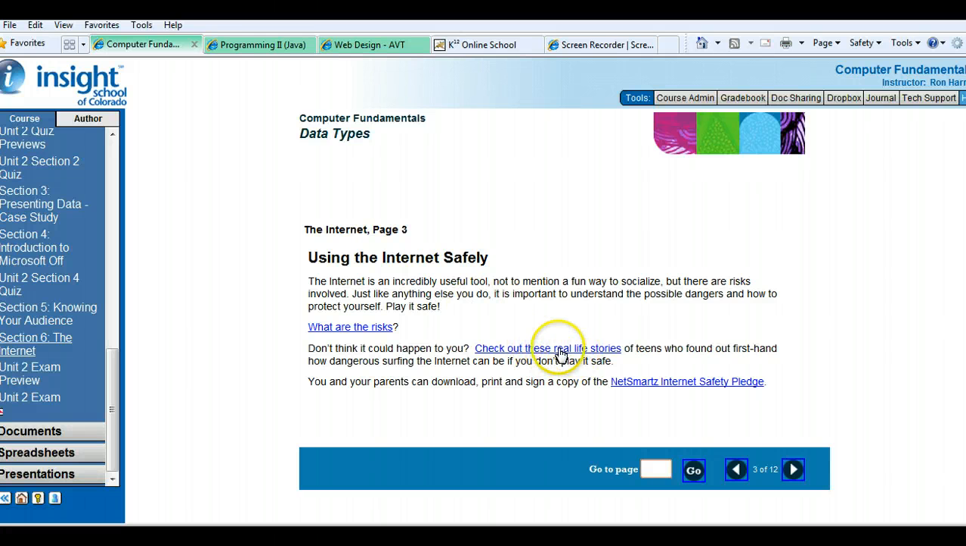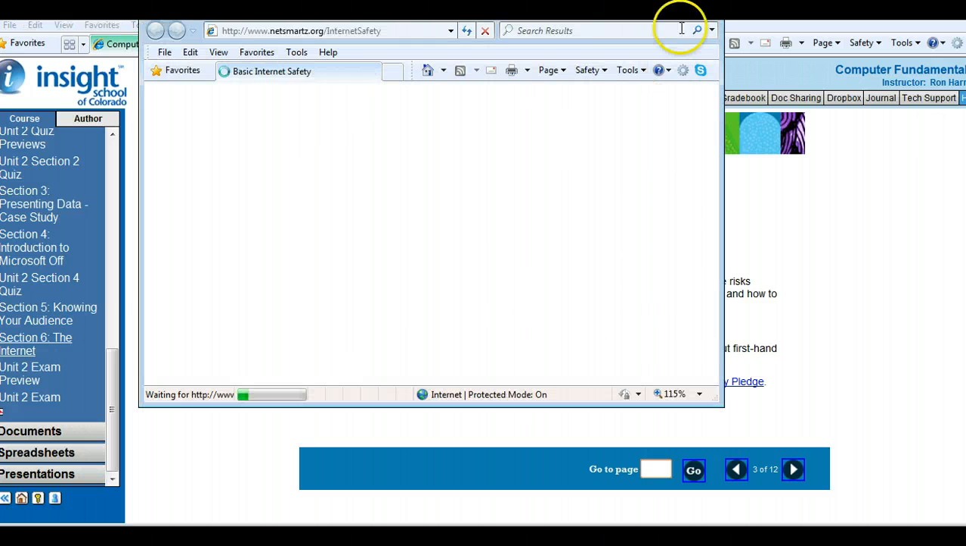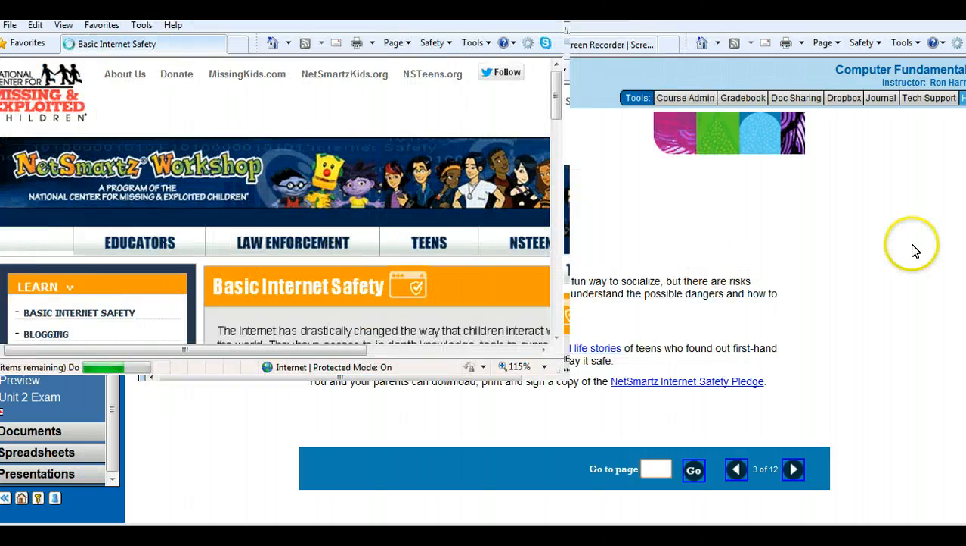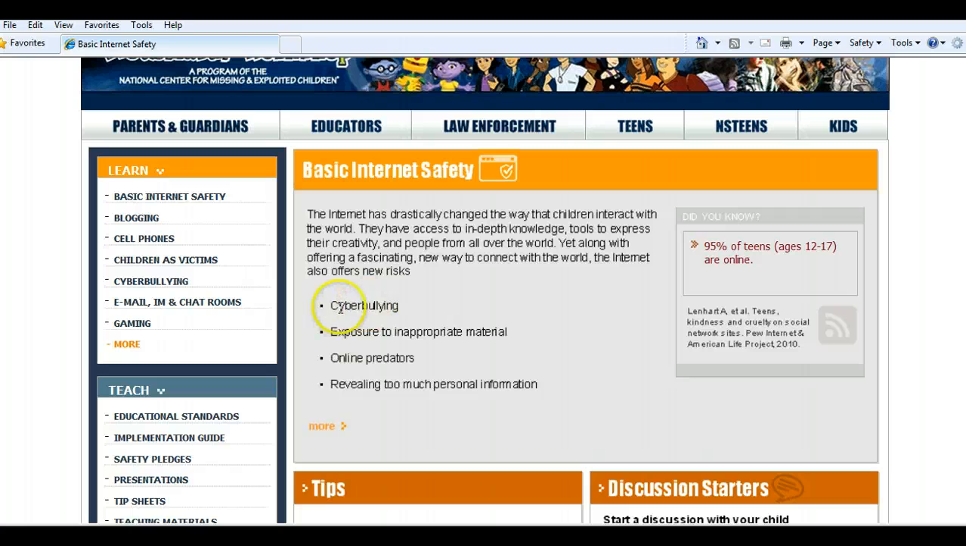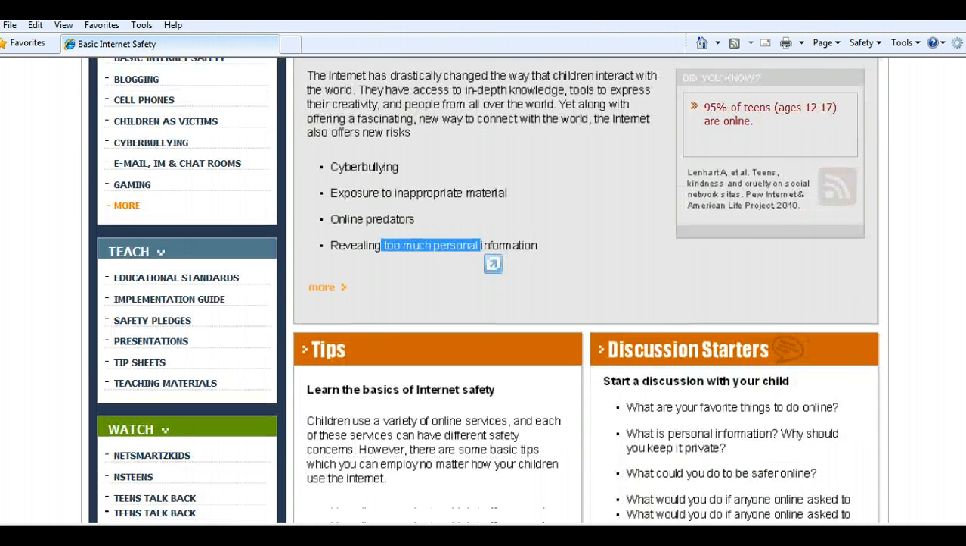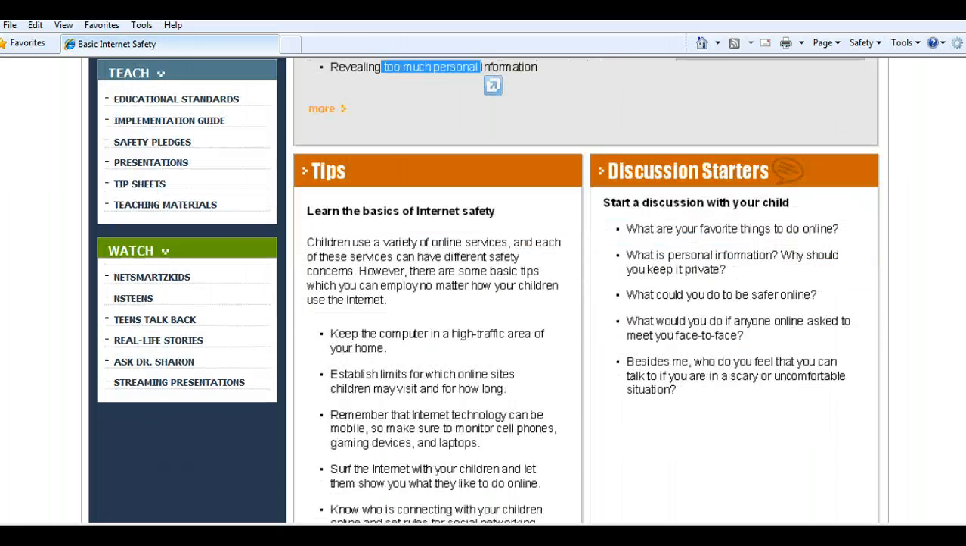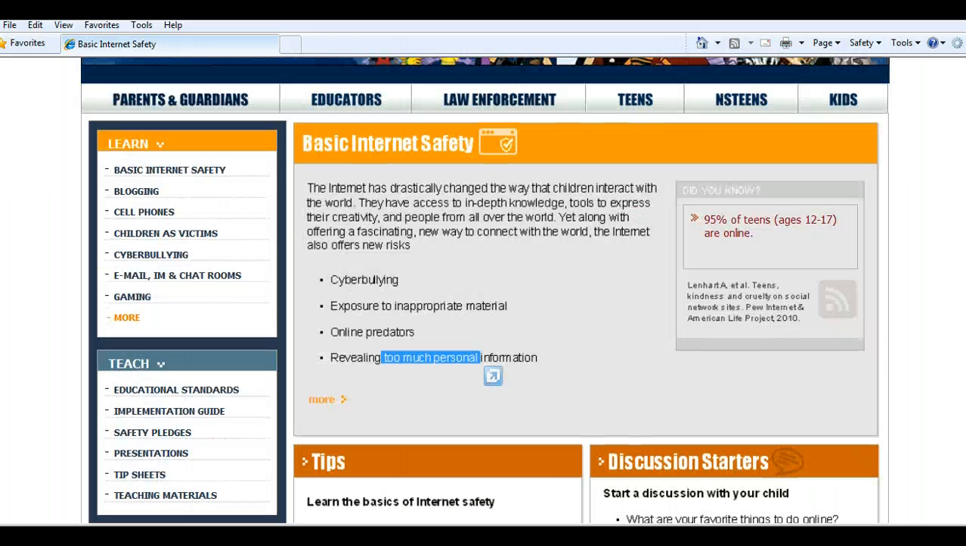And here are some real life stories about teens you can take a look at. You're going to click right here on what are the risks, and this is going to give you the answer to that Class Connect write-up question number 9. Some of the risks are cyberbullying, exposure to inappropriate material, online predators, and revealing too much personal information. So those are the risks with using the internet. That's the answer to that number 9 Class Connect write-up question.